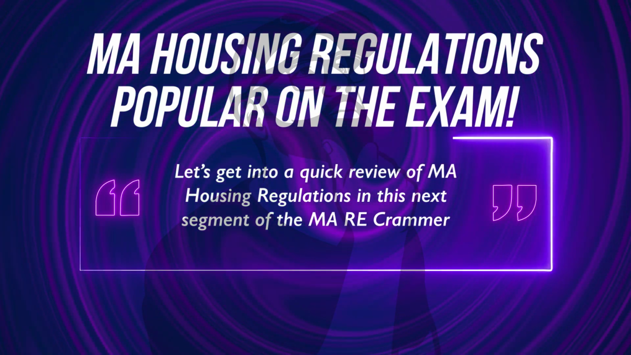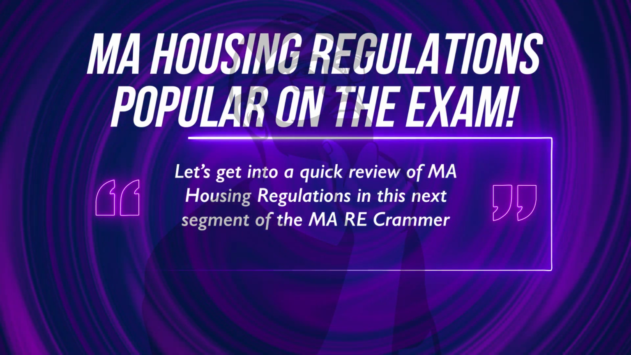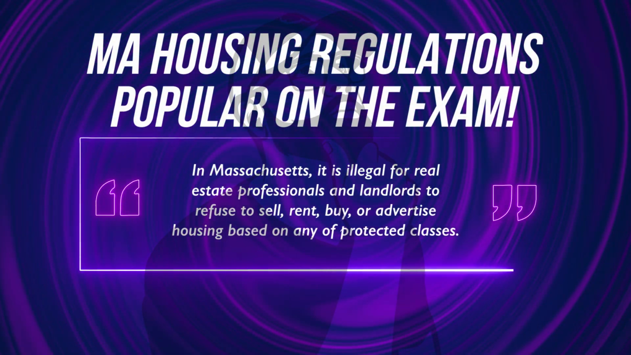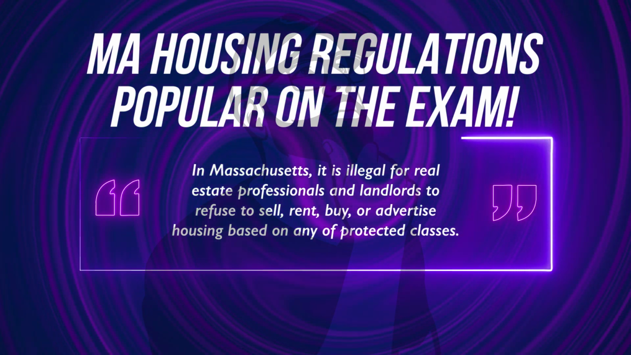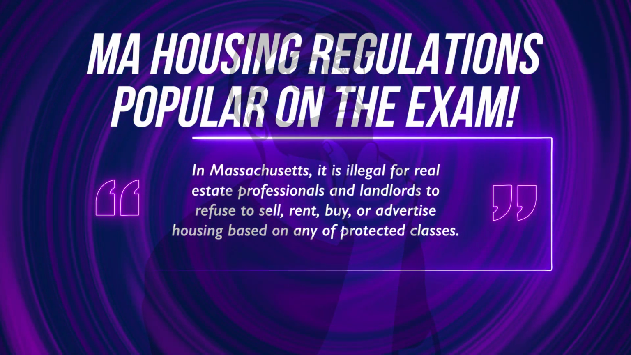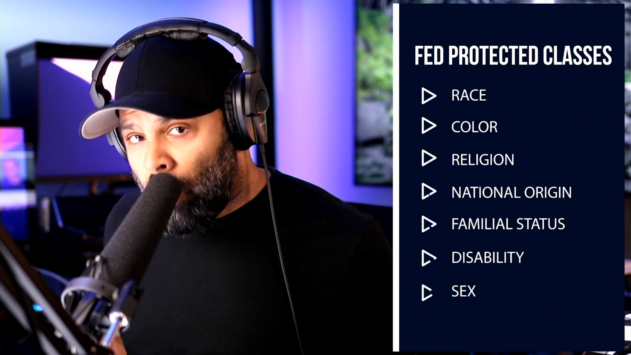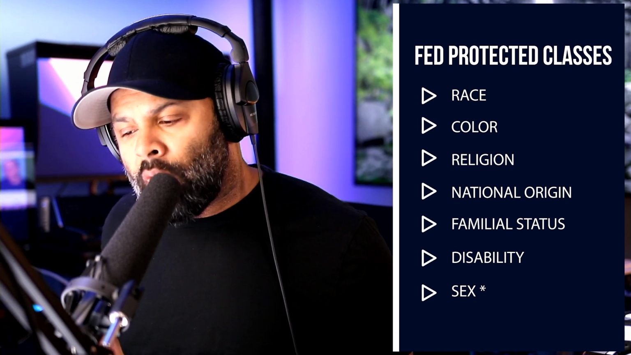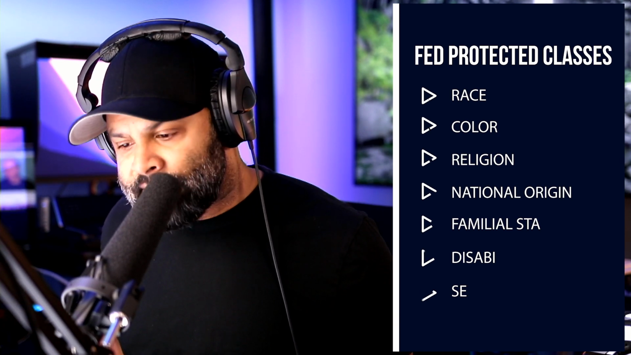Number 1, fair housing. So in Massachusetts, it is illegal for real estate professionals and landlords to refuse to sell, rent, buy, or advertise housing based on any of the protected classes. So the next step is, what are our protected classes? So the federal level protected classes are race, color, religion, national origin, familial status, disability and/or handicap, and sex.